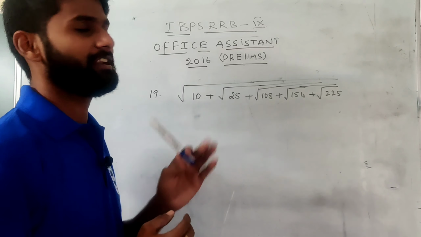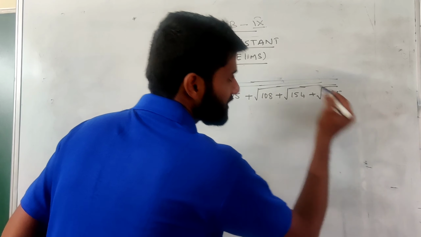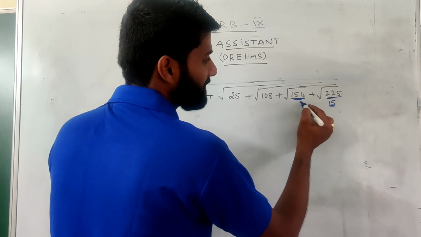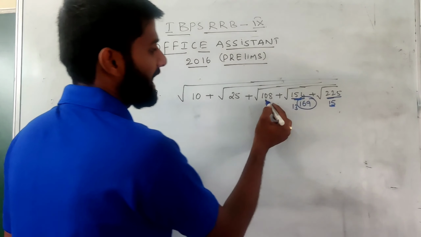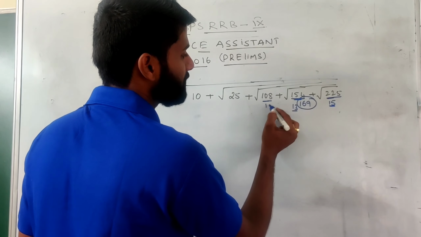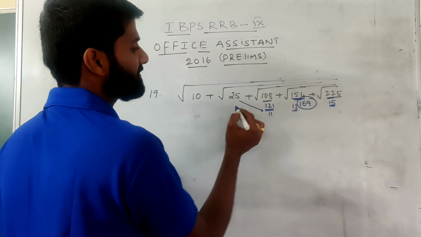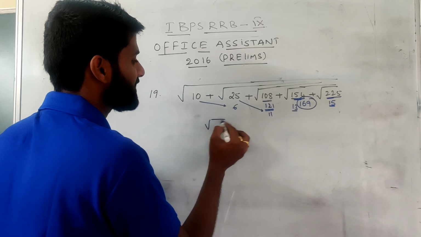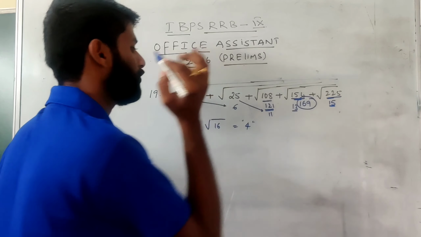Don't go with left to right. First see, the square root of 225 is 15, and 154 plus 15 becomes 169. The square root of 169 is 13, and 108 plus 13 becomes 121. The square root of 121 is 11. 25 plus 11 becomes 36. The square root of 36 is 6, and 10 plus 6 finally gives the square root of 16. The square root of 16 becomes 4.